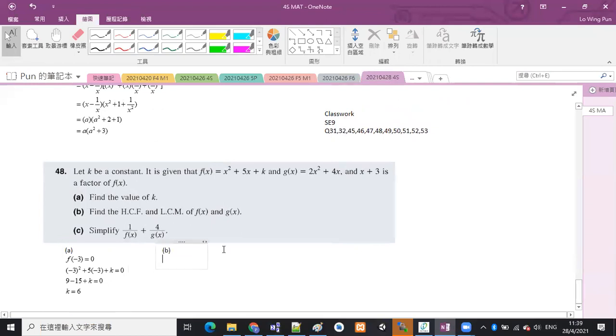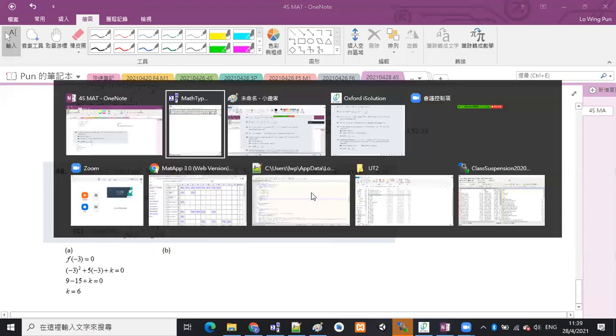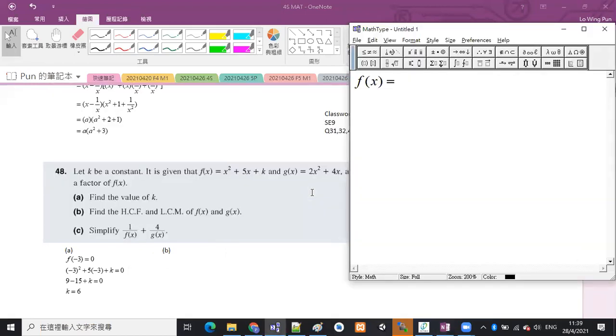And then part B, find the HCF and LCM of fx and gx. Let us just factorize fx and gx first. fx is equal to x plus 2 times x plus 3, right? And then gx is 2x squared plus 4x. So take out the common factor 2x. What is remaining is x plus 2. So that is very simple, I think.